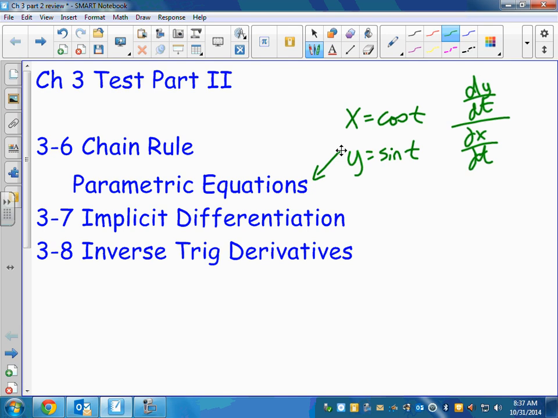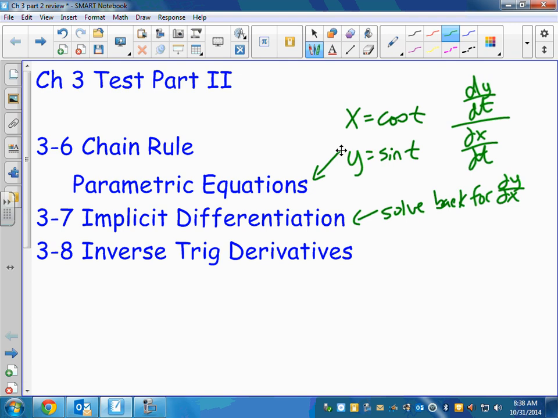Implicit, that's when you can't solve for y, right? When the x and the y's are all mixed up. If the directions say use implicit, definitely use implicit. Don't forget to solve back for dy dx. So that's where there's a lot of algebra involved, where you have to get your dy dx's on one side, factor it out, move it back over. Sometimes I just want the derivative. Sometimes I actually give you the point that you plug in.